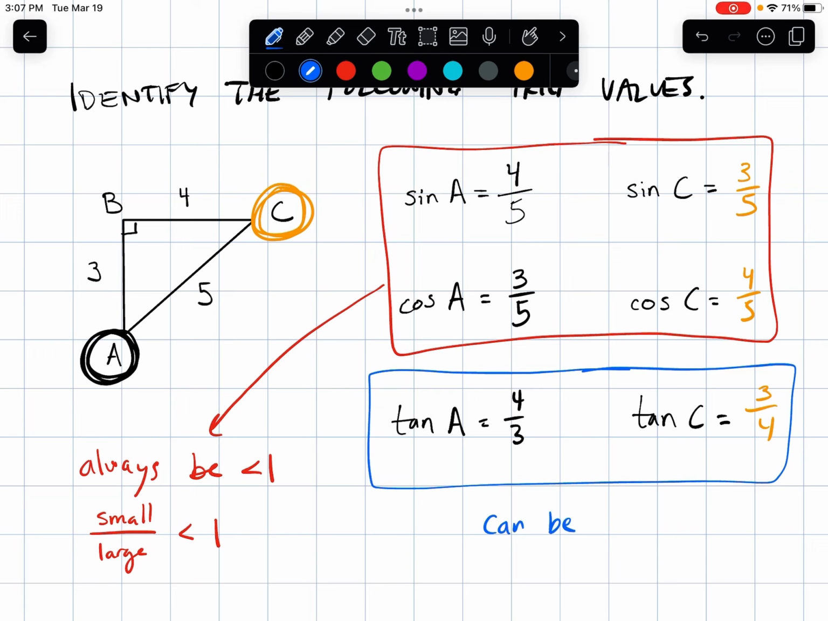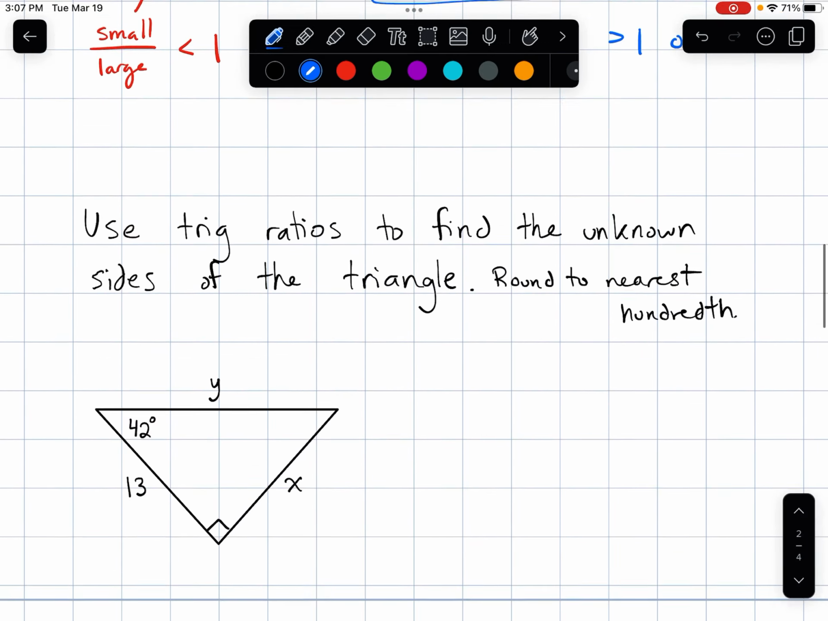This can be greater than 1, or less than 1, okay? Doesn't really matter. It could even equal 1. All right, so it could be anything for the tangent, but the sine and cosine are limited to what they can be. They have to be less than 1 for their trig ratios.